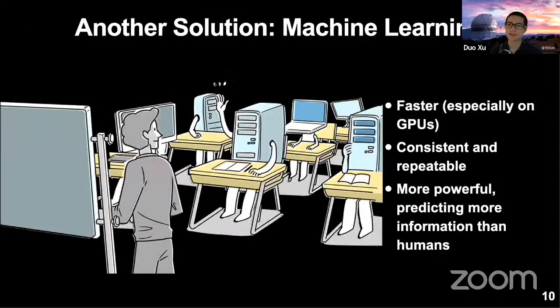Machine learning has several advantages because it is really fast, especially on GPUs. And also it is repeatable. We can do several tests across different platforms, and they perform almost consistently. Moreover, machine learning can give us some hidden predictions that humans are not able to derive from the data. So that's predicting some hidden information or predicting some unknowns.